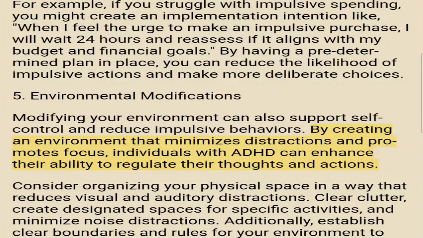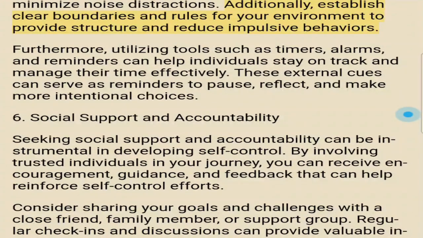By creating an environment that minimizes distractions and promotes focus, individuals with ADHD can enhance their ability to regulate their thoughts and actions. Consider organizing your physical space in a way that reduces visual and auditory distractions. Clear clutter, create designated spaces for specific activities, and minimize noise distractions. Additionally, establish clear boundaries and rules for your environment to provide structure and reduce impulsive behaviors. Furthermore, utilizing tools such as timers, alarms, and reminders can help individuals stay on track and manage their time effectively. These external cues can serve as reminders to pause, reflect, and make more intentional choices.